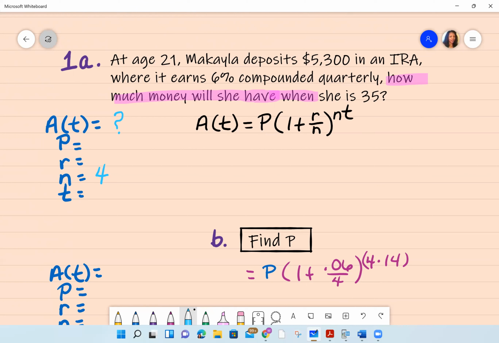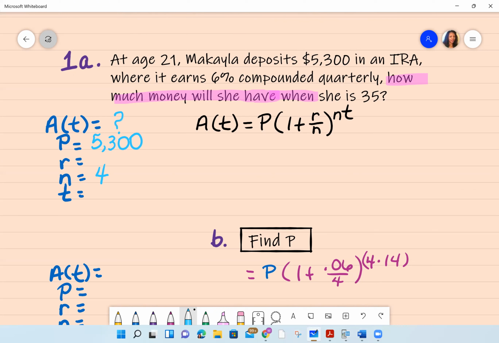So the word problem says at age 21, Michaela deposits $5,300 in an IRA. So there's a number here. She deposits. That's what she's starting off with. That's a present value. So that's going to be P. So I'm going to write 5,300 here.